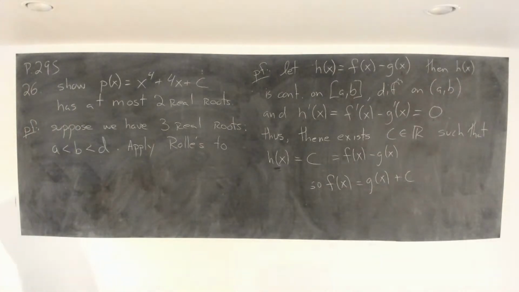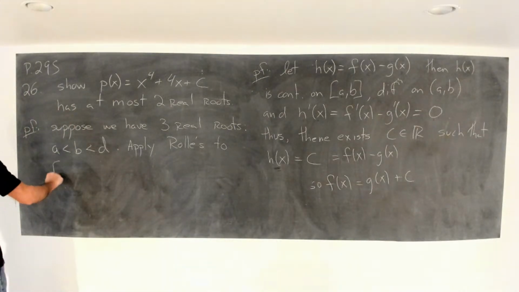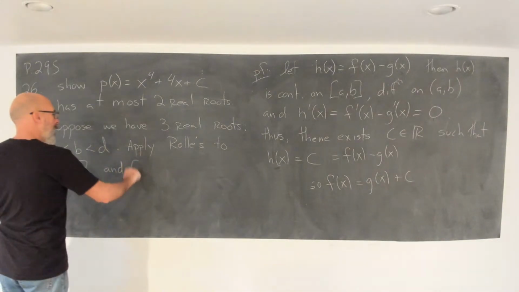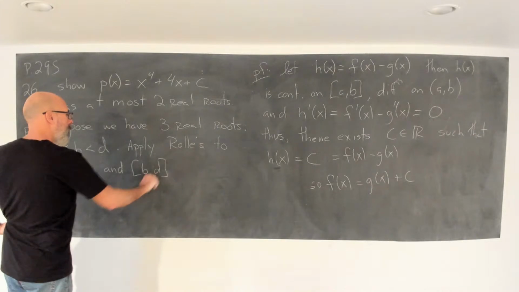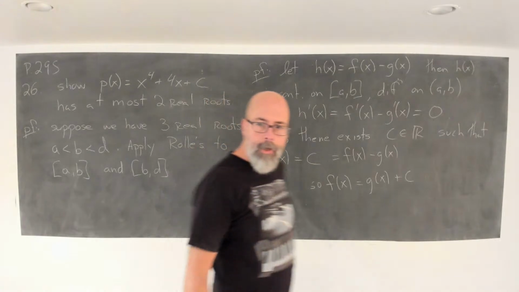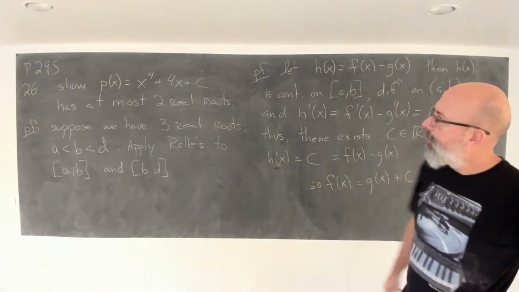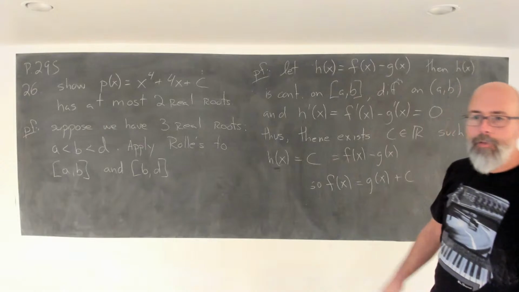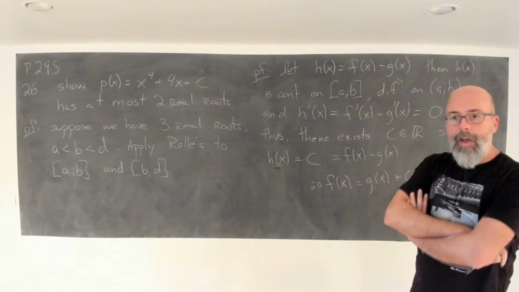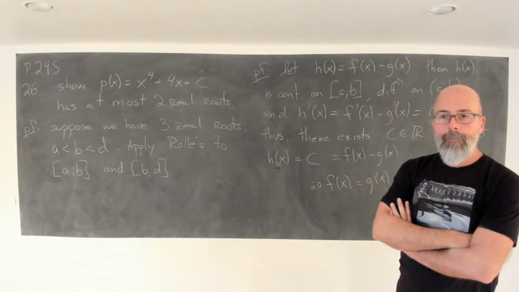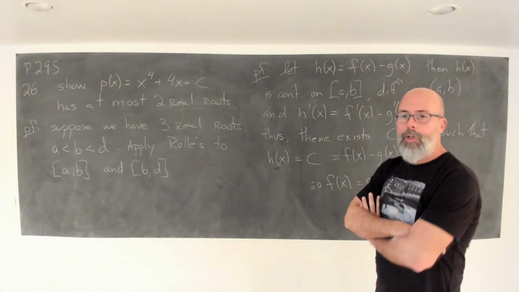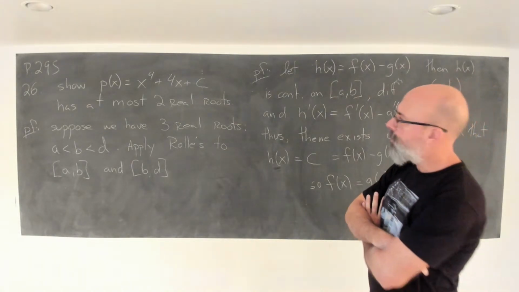We're going to apply Rolle's theorem to the interval AB and to the interval BD. And Benjamin is asking, can't a degree 4 have at most 4 roots? Correct. And you can prove that using Rolle's theorem. So shouldn't we prove 4 roots instead of 3?